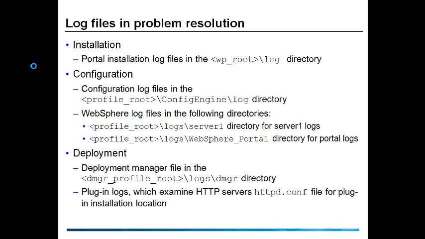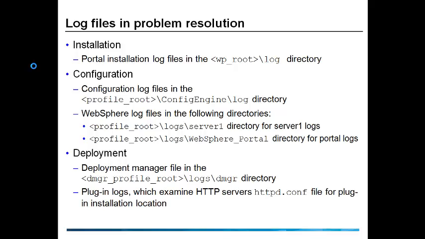Now, the portal installation log file is located in the WP profile root log directory, and the configuration log files are in the config engine log directory. This is the area where your config engine tasks fail. You have to come and look here. The first one, the WP profile root log directory, will contain your portal SystemOut, SystemErr, native standard out, and native standard error log files.